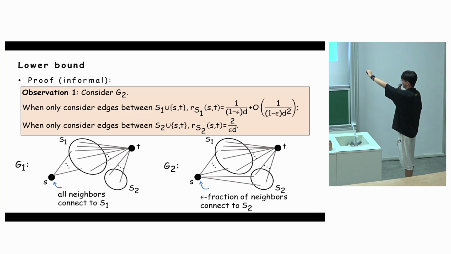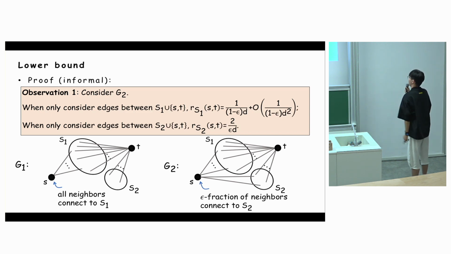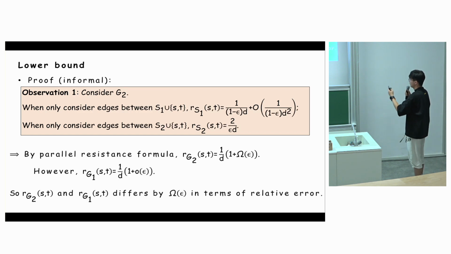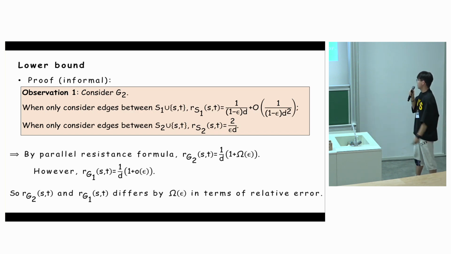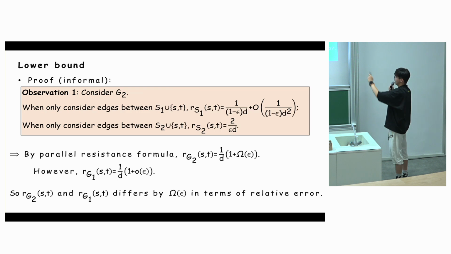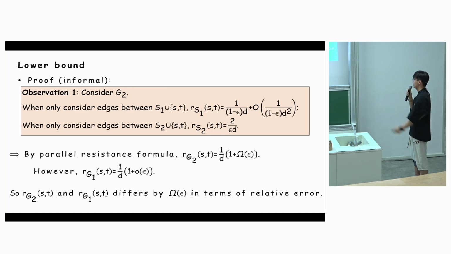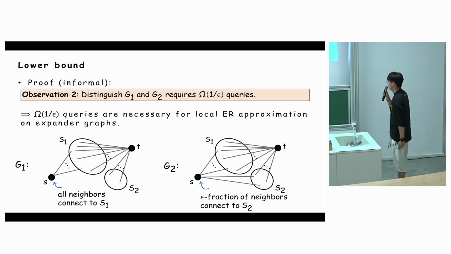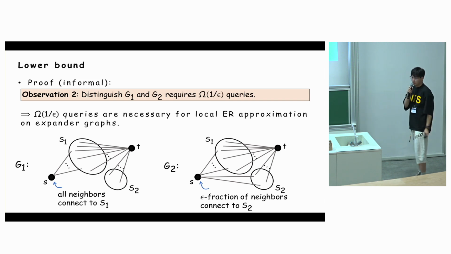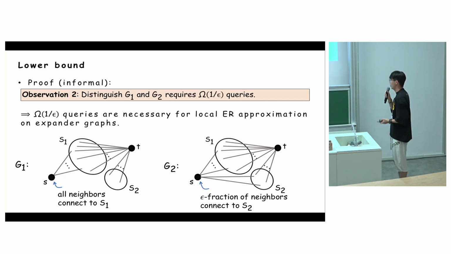If we only consider the resistance from the bottom line, then RS2 is actually 2 over epsilon D. Then by the parallel resistance formula, the second graph, RG2, is actually 1 over D times (1 plus omega epsilon). However, the first graph is 1 over D times (1 plus little o epsilon). And this is the difference. So RG1 and RG2 differ by at least epsilon in terms of the relative error. However, to distinguish G1 and G2 requires at least 1 over epsilon queries. Therefore, 1 over epsilon queries are necessary for the local effective resistance approximation on expander graphs.